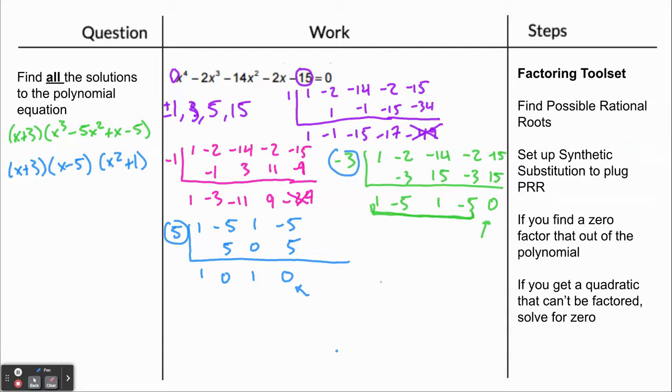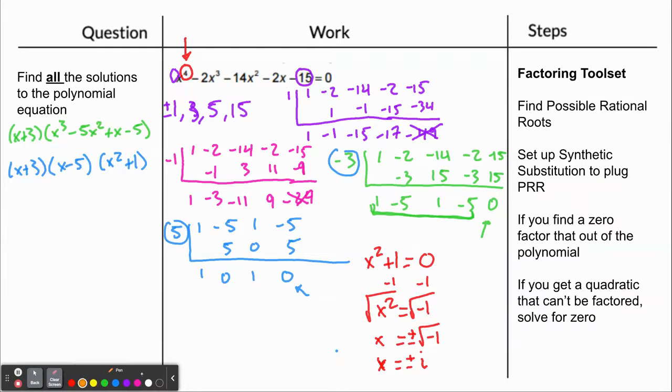Let's switch up colors here to red. So when is x squared plus 1 equal to 0? Well, I'm going to subtract 1 from both sides. Then I'm going to take the square root of both sides, which gives me x equals plus or minus the square root of negative 1. And I know that the square root of negative 1, we use i to represent it. So my 4 solutions, which we should have 4 solutions because it's a power of 4, are negative 3, positive 5, and plus or minus i.